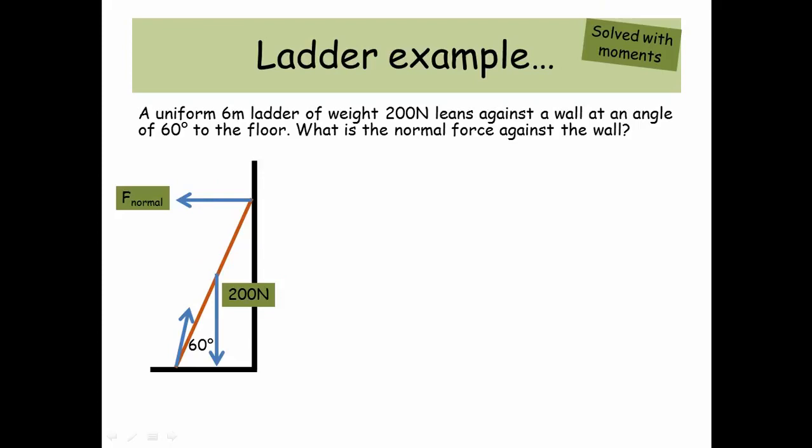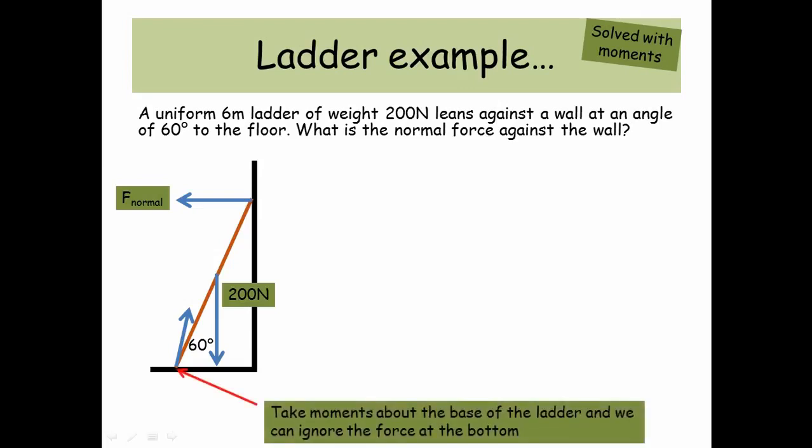Now, there is another way of solving this problem, and I actually think this is an easier method, and that's using the idea of moments. Exactly the same problem, but this time I'm going to show you how to solve with moments. We're going to take the moment about the base of the ladder. That means we can ignore the force at the bottom, because remember, what is a moment? Well, it's a force times a distance, and there is a force there, but the distance to that point in space is zero. A force times a distance of zero is zero. There is no moment produced by this force going up.